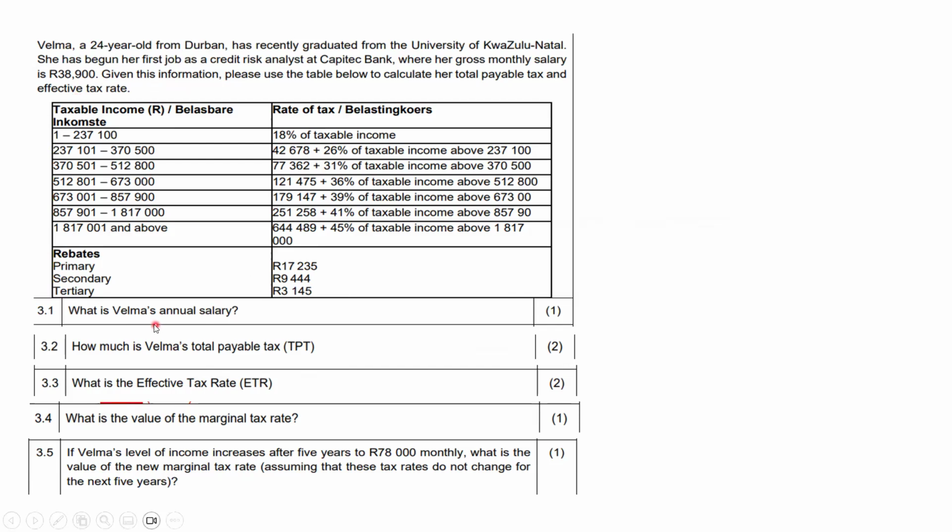So Velma's annual salary is 466,800, because you just take this and multiply by 12. And then they're asking how much is Velma's total payable tax? To get the total payable tax, you just say basic tax plus marginal tax minus tax rebate, right?